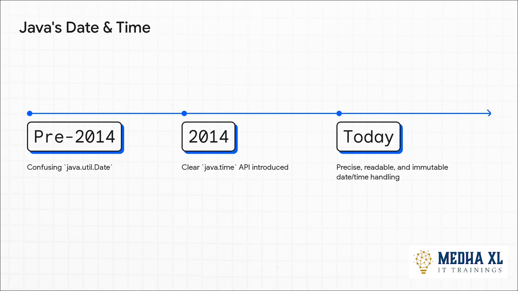Dealing with dates and times used to be an absolute mess with the old java.util.Date class. But ever since Java 8, we've had the Java Time API, and wow, what a difference. It's clear, it's precise, and it's actually fun to work with. It's just another perfect example of how the language is always evolving to fix real-world pain points.